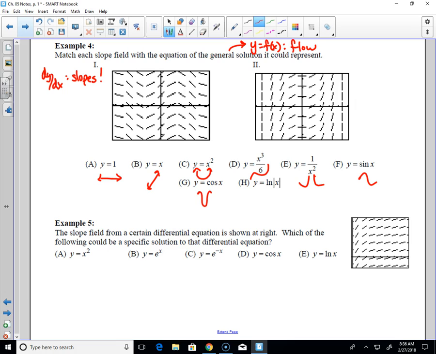And he would be some sort of what? ln of absolute value of x. Absolute value says on the right and on the left. All right, cool kids. What's number 1 seem to go with?